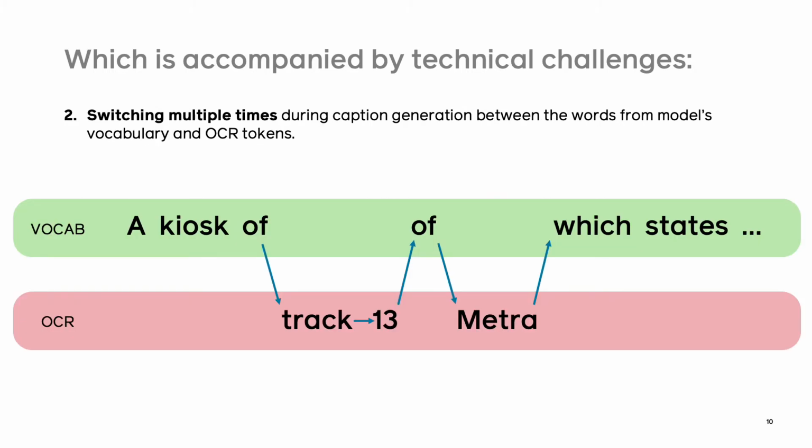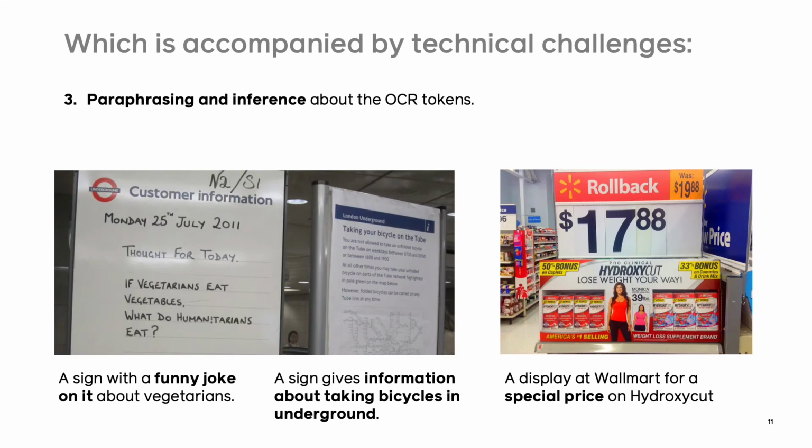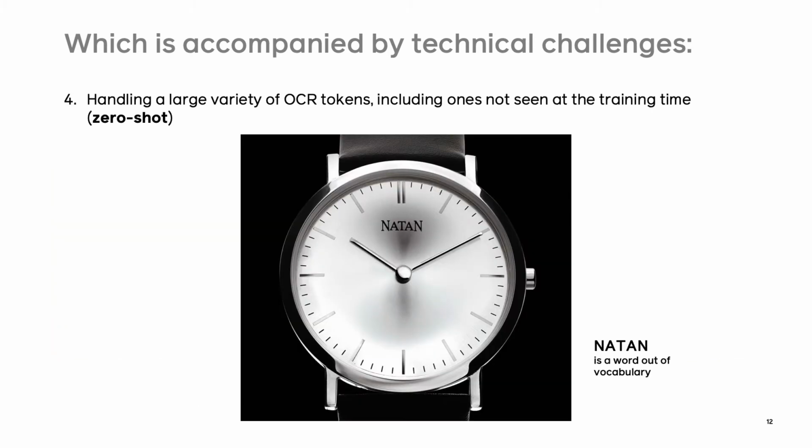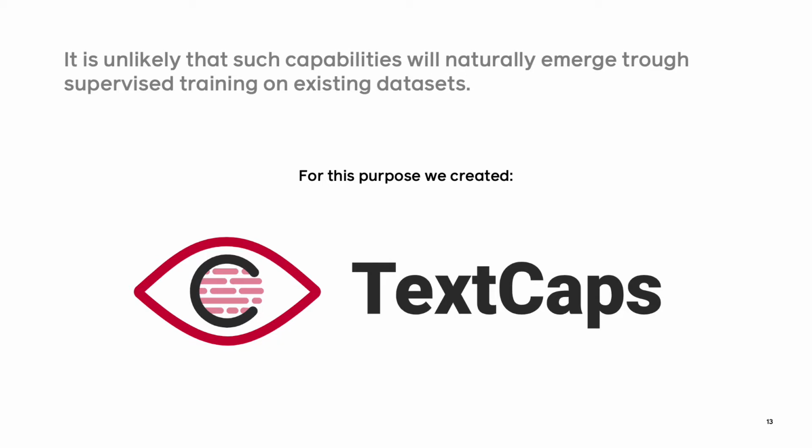Also, you have to switch multiple times during your caption generation between the words from the vocabulary as well as the OCR tokens. A lot of the time you have to paraphrase the information given inside the image to make it useful for the reader. So that is also one of the technical challenges. There is yet another challenge of unseen OCR tokens at test time. Because text in the images can be anything, you can't really map it to a fixed vocabulary. So this challenge also has to be covered. It is unlikely that such capabilities will naturally emerge through supervised training on existing datasets. For this purpose, we created TextCaps.